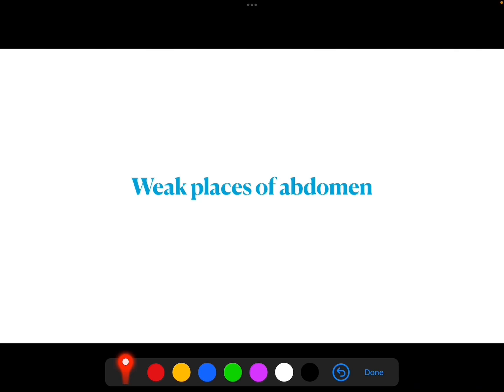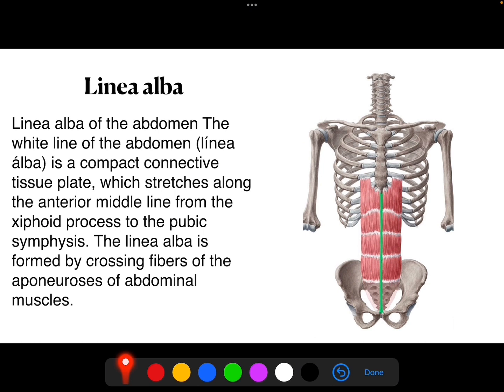Now let's move on to the weak places of the abdomen. Beginning with linea alba. Linea alba of the abdomen, the white line of the abdomen, is a compact connective tissue plate which stretches along the anterior middle line from the xiphoid process to the pubic symphysis. The linea alba is formed by crossing fibers of the aponeurosis of abdominal muscles.